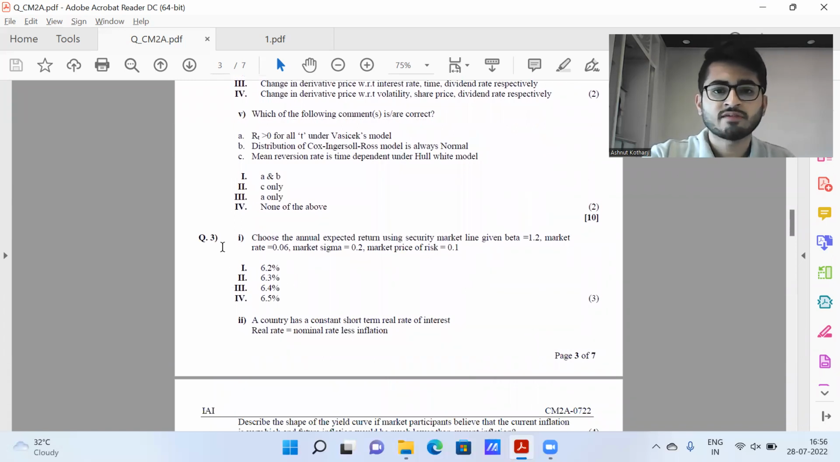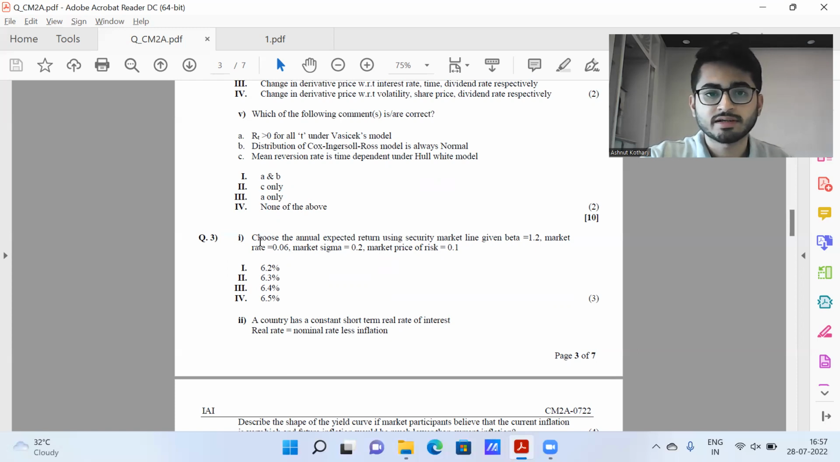For question three, if any one of you might have the question how it's coming out to be 6.4%. So you have the market price of risk, which is nothing but, let's say, EM minus R by sigma. Market sigma is 0.2 and your EM is 0.6. Using this, you'll get the risk-free rate as nothing but 4%. And now you can use the security market line, which will be nothing but R plus beta I times EM minus R. And using this, you'll get the answer as 6.4%.